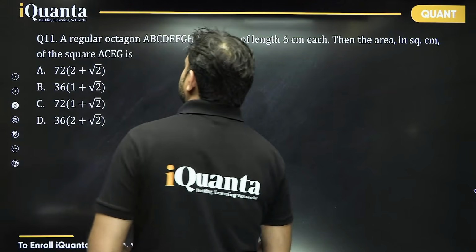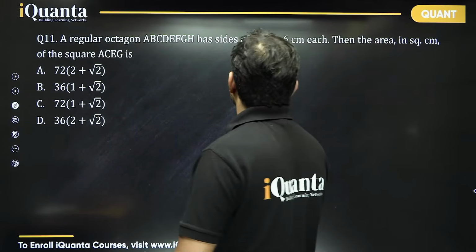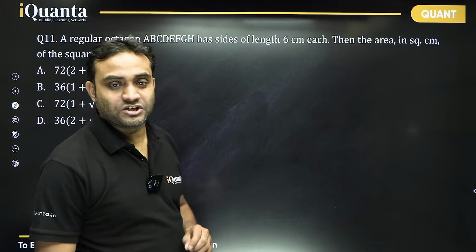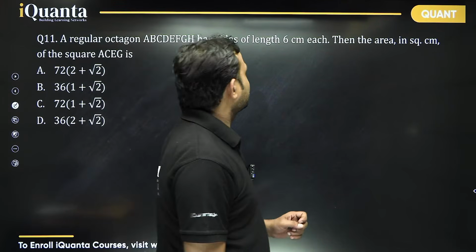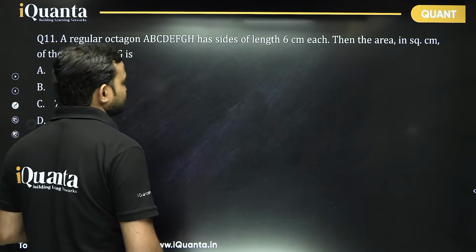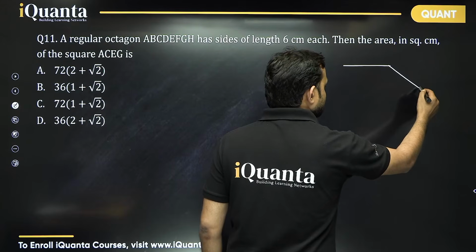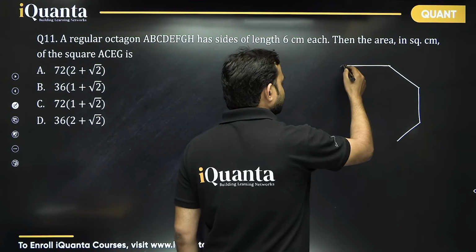Question number 11 says a regular octagon A, B, C, D, E, F, G, H has sides of length 6 centimeter each. Then the area in square centimeter of the square ACEG is. So let's draw a regular octagon like this.